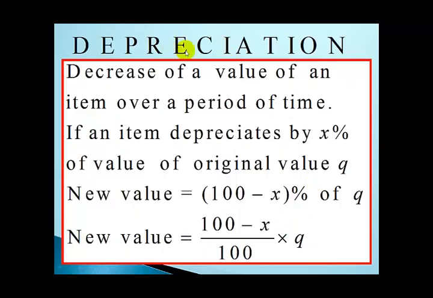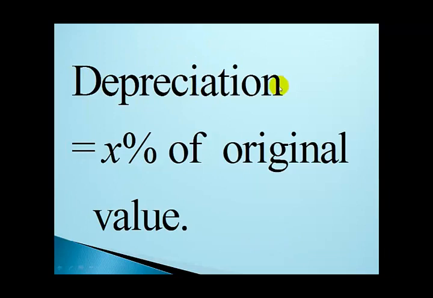Now let's look at depreciation. Depreciation is the decrease of a value of an item over a period of time. If an item depreciates by X% of original value Q, then the new value will be equal to 100 minus X% of Q. That's the new value will be equal to 100 minus X divided by 100 times Q. So depreciation will be equal to X% of the original value.